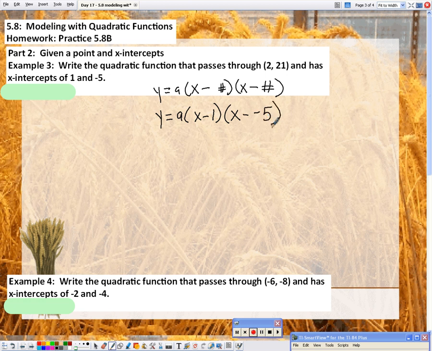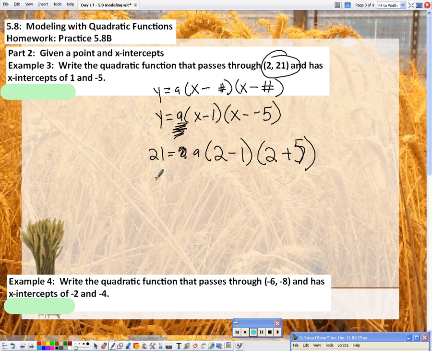Now, we don't want to multiply these together. I know that's the instinct, but what we really want to know is, what is our a value? So we're going to plug in 2, 21. So we're going to have 21 equals a times 2 minus 1 times 2 plus 5. Remember, it's not 7, I got ahead of myself, plus 5. So now we're going to have 21 equals a times 1 times 7, which means a has to equal 3. So our equation.